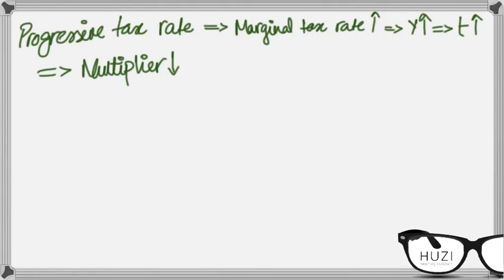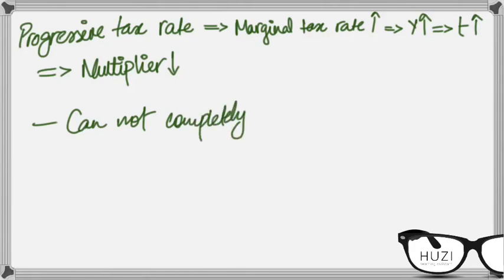This means that automatic stabilizers cannot completely correct. So this measure is not corrective. For the time being, they only lower major inflation or recession.